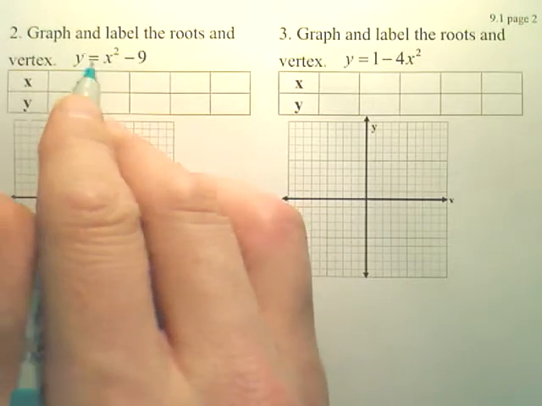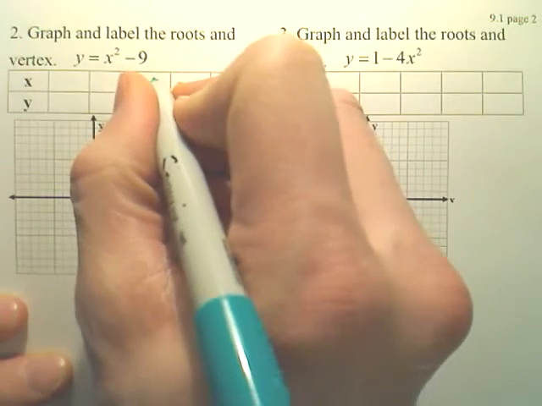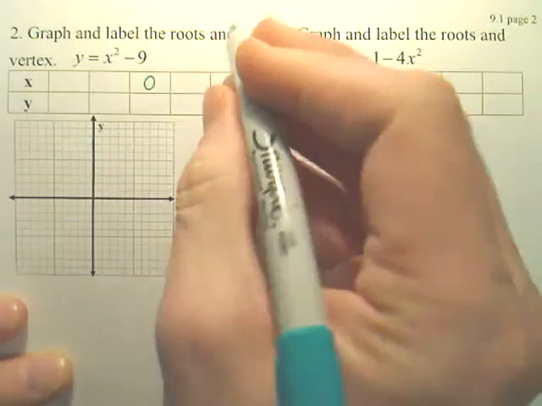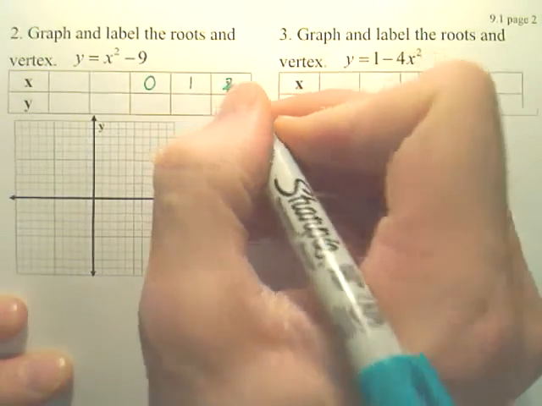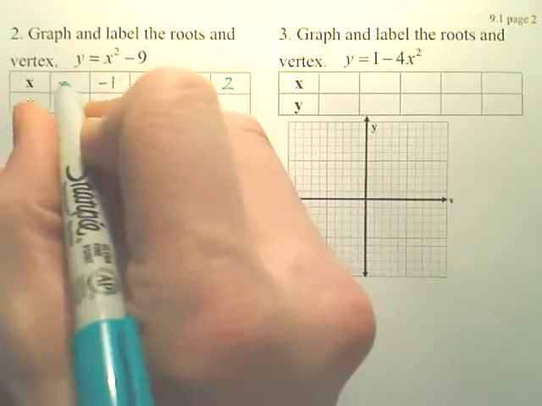If I want to graph this, you have to make a table of values. 0 is going to be my middle guy. This is going to be 1. This is going to be 2. This is going to be -1 and -2.